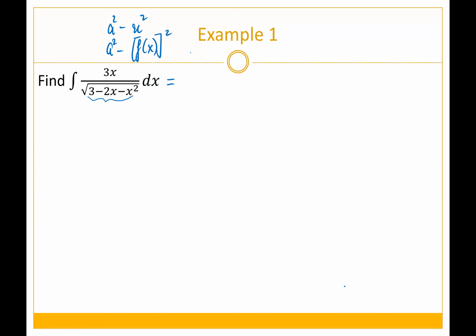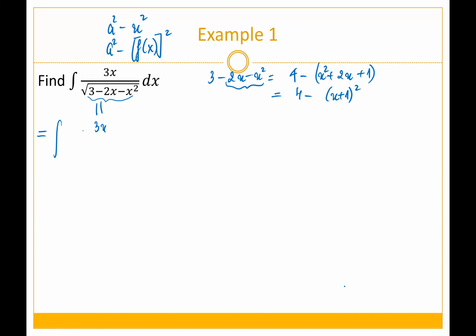So let me do this. We have 3 minus 2x minus x squared. I want to complete the square over here, so you're going to have minus x squared plus 2x plus 1. So this is completing the square. When you take the negative out, everything inside is positive. So if you minus 1, you have to add 1 outside. So 3 add 1 is going to be 4. Therefore, what we have is 4 minus x plus 1 squared. So this integration now becomes 3x divided by the square root of 4 minus x plus 1 squared dx.